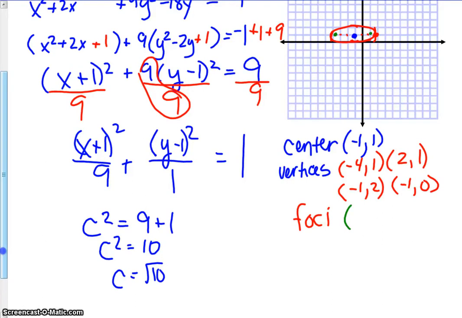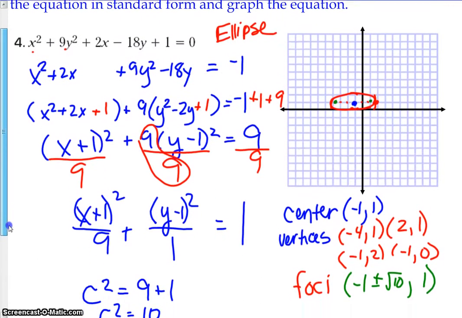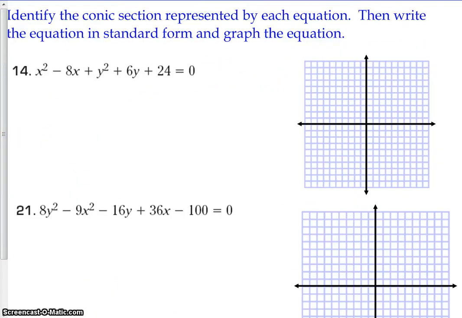So square root of 10 to the left and to the right. We would start here at our center, and if I want to go left or right, I have to do that to my x, don't I, not my y. I'm going to say plus or minus square root of 10, and then my up or down, my y didn't change. So that is my foci. So that's everything I would need to show on an example of this. It takes a lot of steps, but it's a good problem to work through. Okay? Let's do another one.